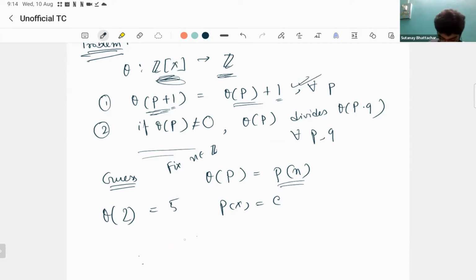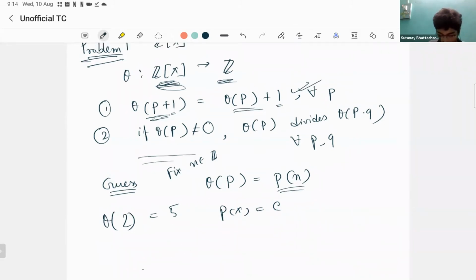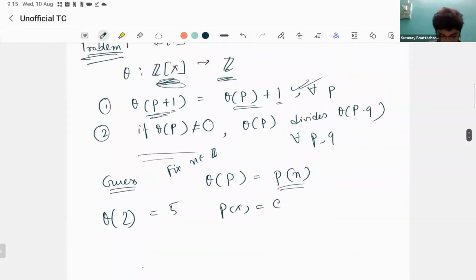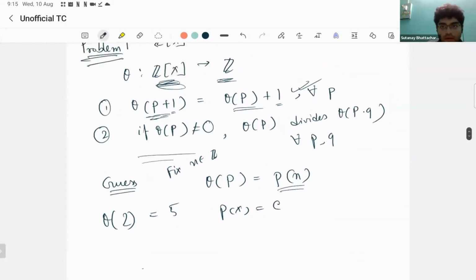And you can also go back, because then we can say that theta of 2, which is theta of 1 plus 1, is equal to theta of 1 plus 1. And we know this, so we can figure out this will be 4 and so on. So once you fix theta's value at one constant polynomial, that basically extends to all constant polynomials. I should have let you guys figure that out by yourself.